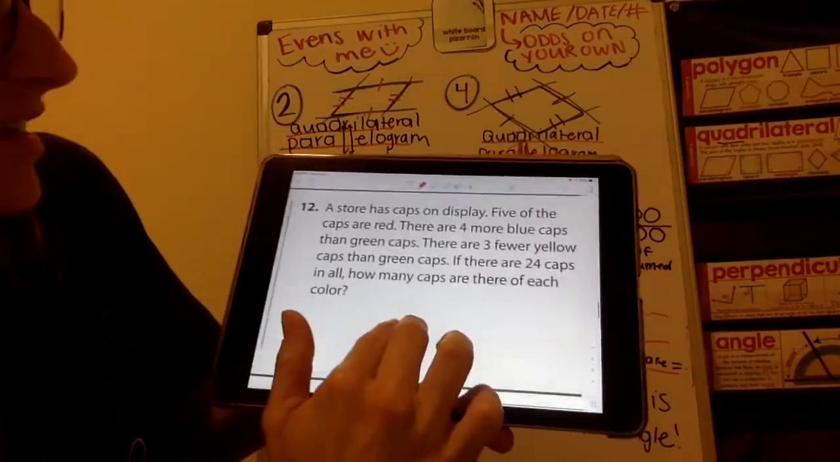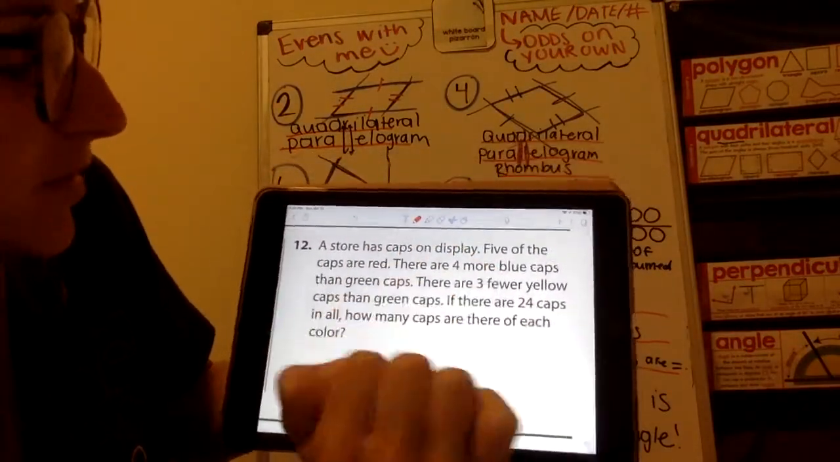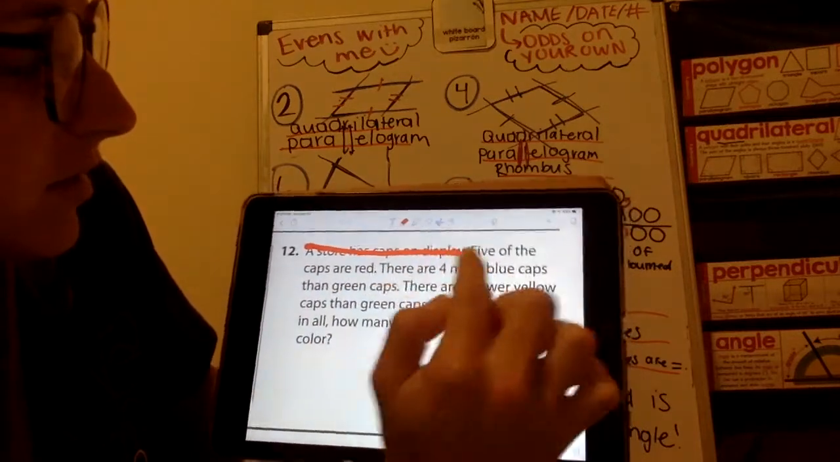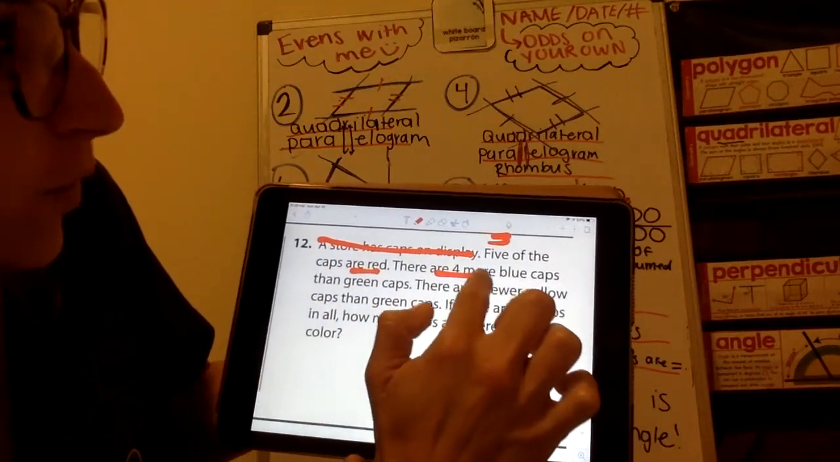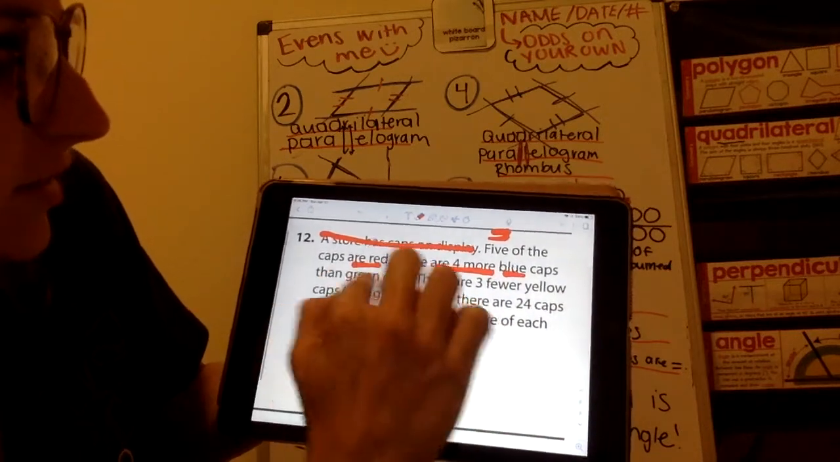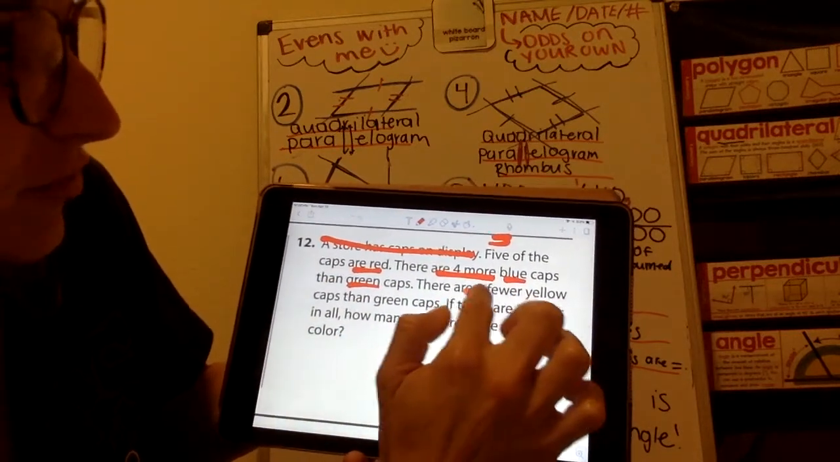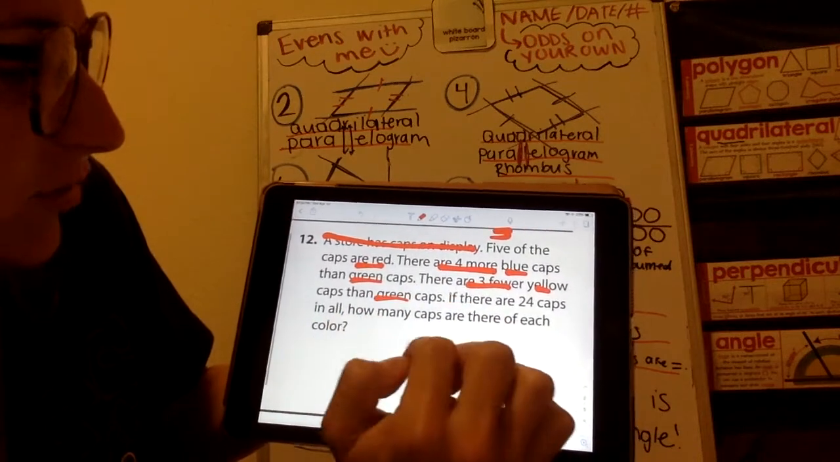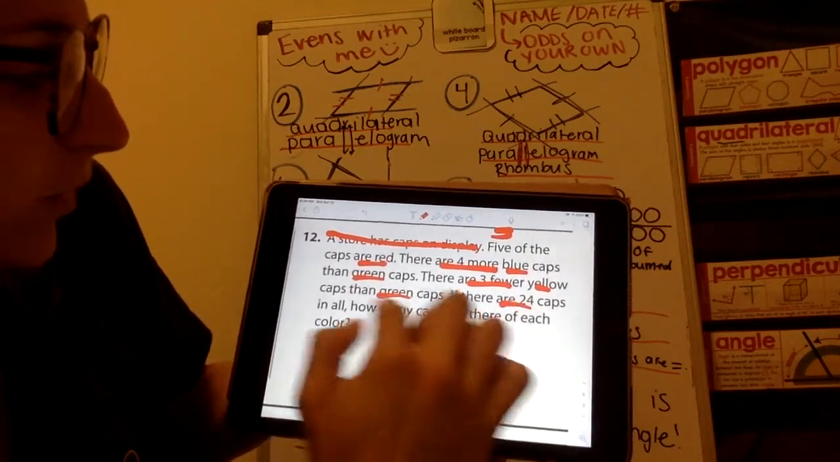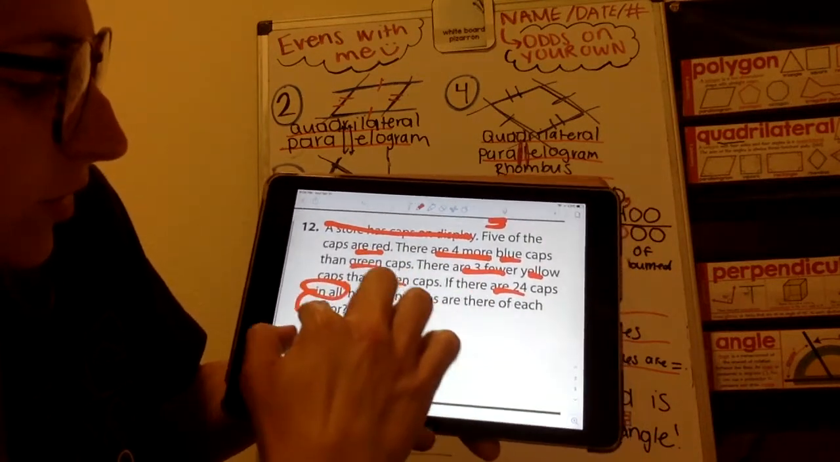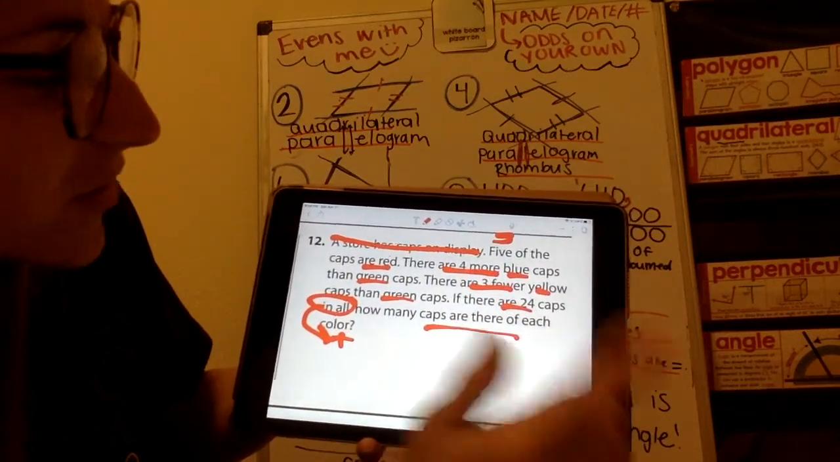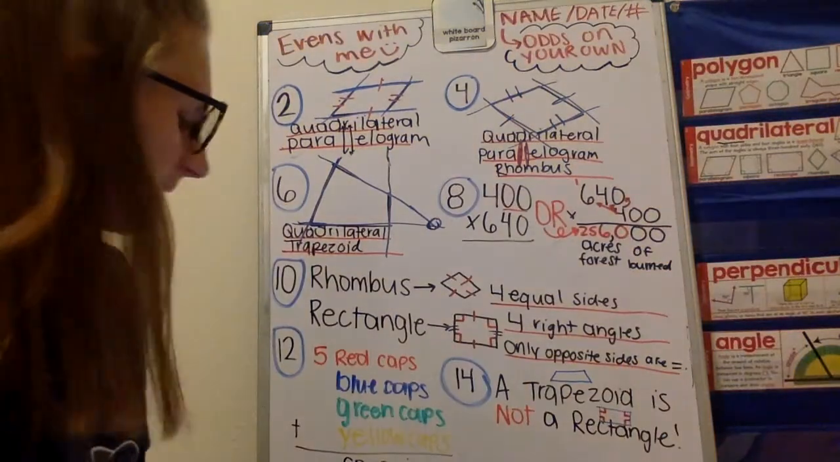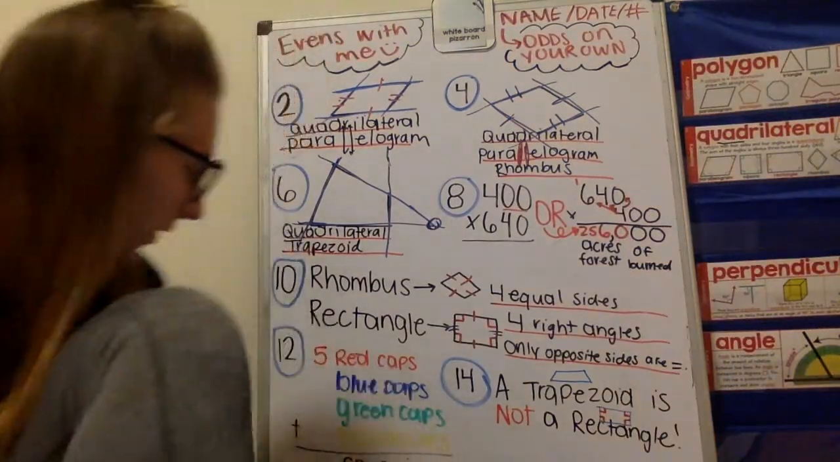Zoom in. It says number 12, a store has caps on display. All right, we didn't really need to know any of that. 5 of the caps are red, and there are 4 more blue caps than there are green caps, and there are 3 fewer yellow caps than green caps. And if there are 24 caps in all, trigger word, we know we've got to add, how many caps are there of each color? All right, so I'm going to show you how Miss Kujawa kind of broke this one down.